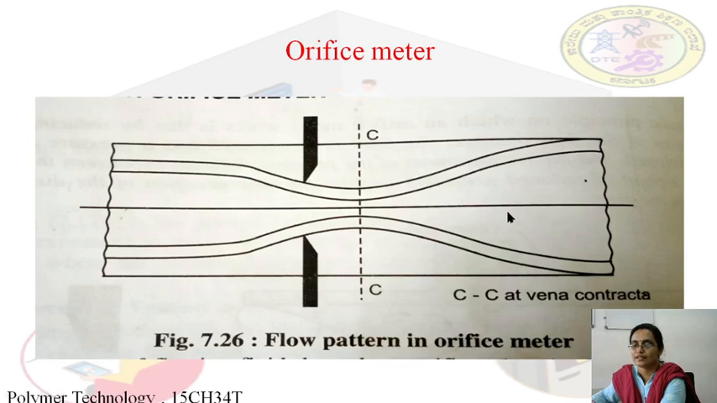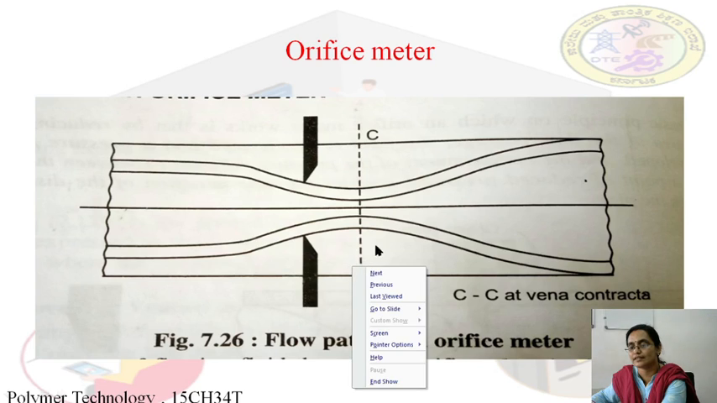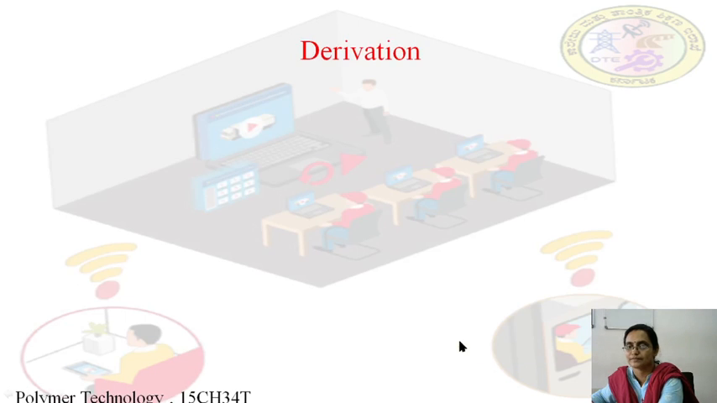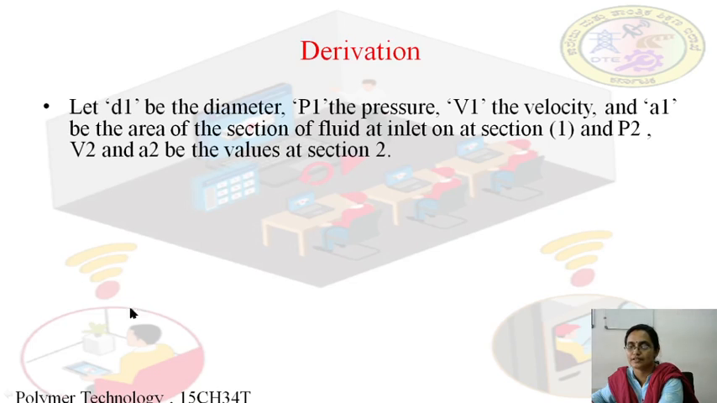So here is another diagram. We can see the fluid is flowing. When it reaches the orifice plate, what happens? It gets accelerated, and CC is the vena contracta, and then it decelerates. This is the flow pattern in an orifice meter. Now we are going to the derivation part.